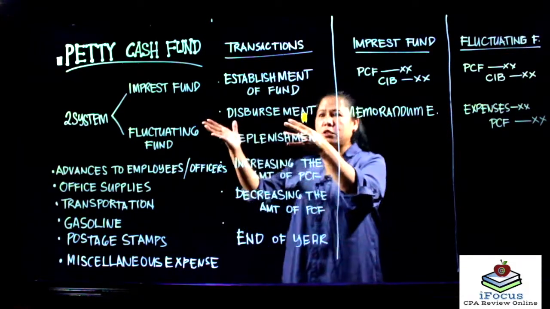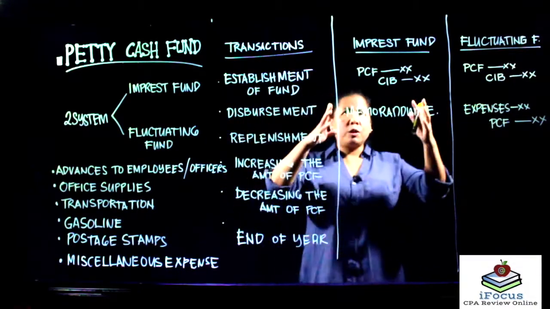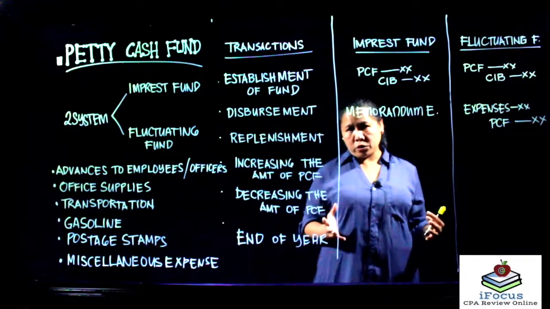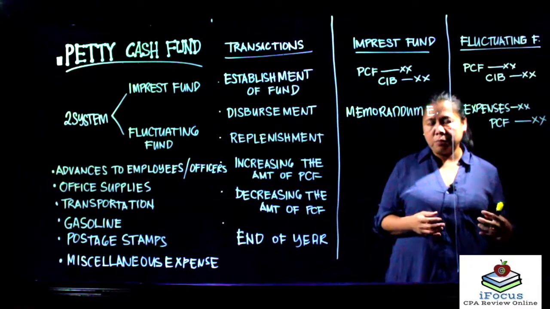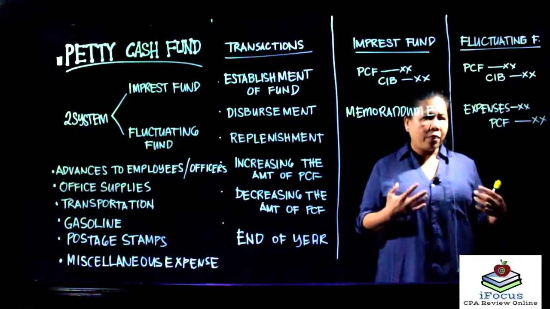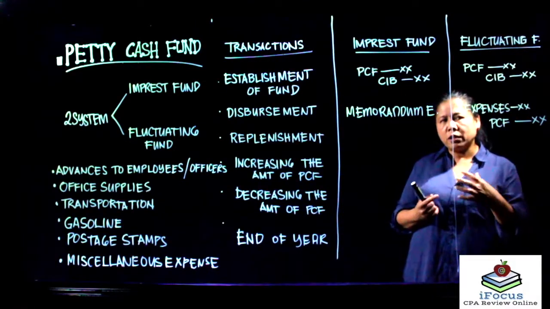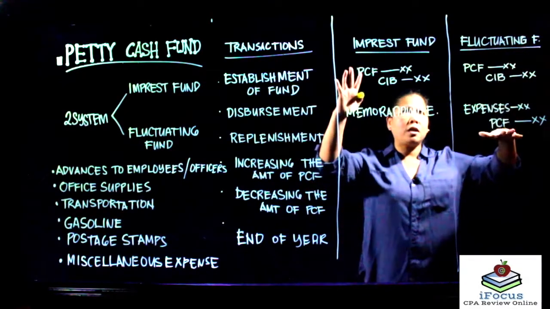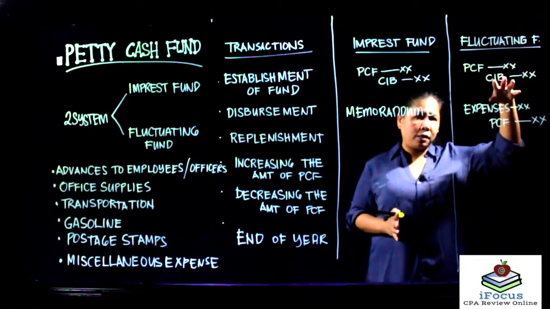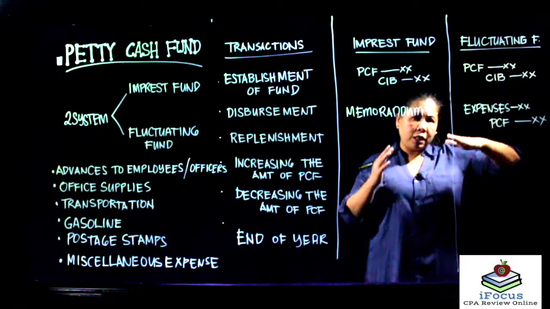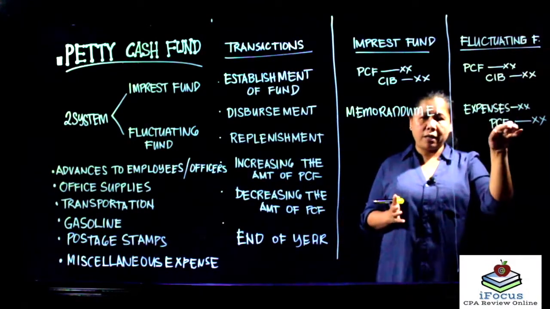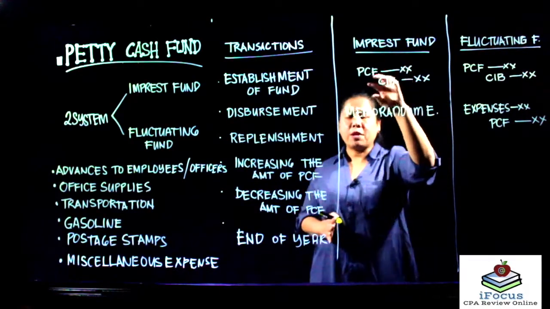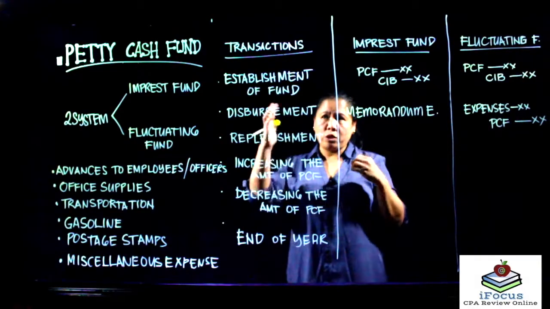When a custodian disburses the money under imprest fund system, the custodian only makes a memorandum entry. Under fluctuating fund system, the custodian will enter the journal entry, and the entry is debit to expenses and credit to petty cash fund. As you can see, in the fluctuating fund system, the amount of petty cash fund is fluctuating because we credit the petty cash fund. Under imprest system, we still have the amount of the petty cash fund that we established.